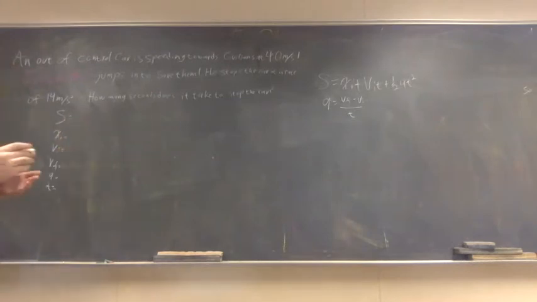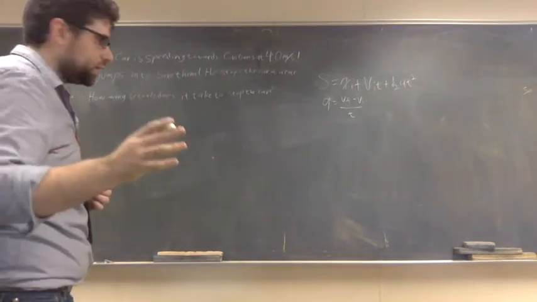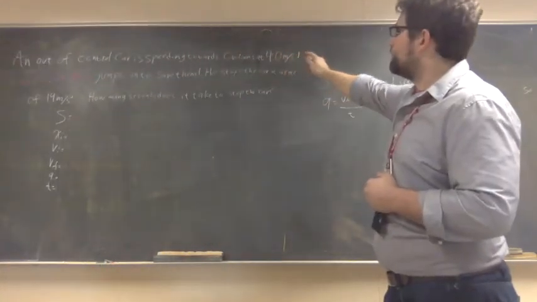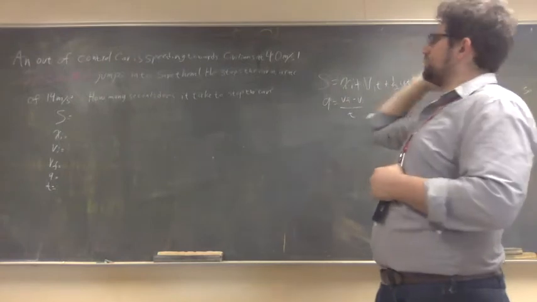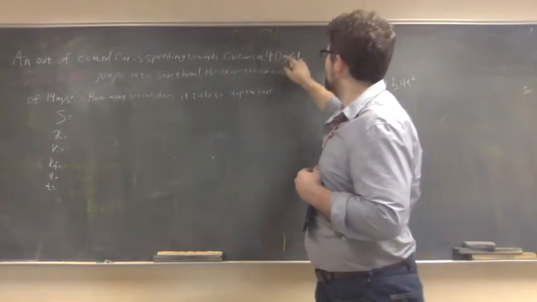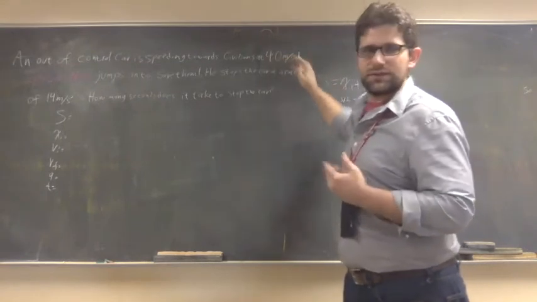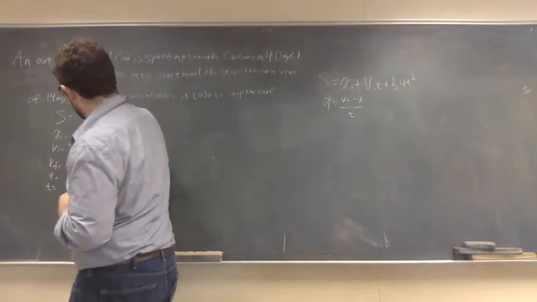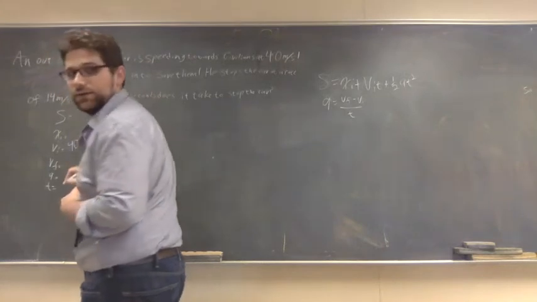So, from looking at this problem, I can see it's out of control and it's speeding towards the civilians at 40 meters per second. So my initial velocity is going to be 40 meters per second because that's what we're starting at.